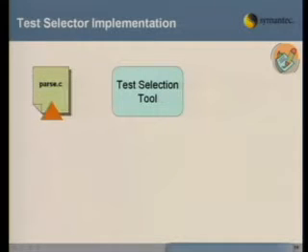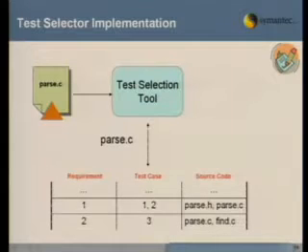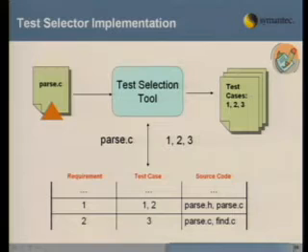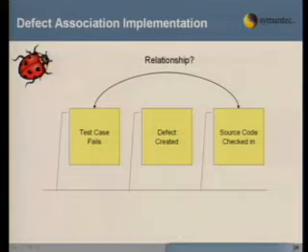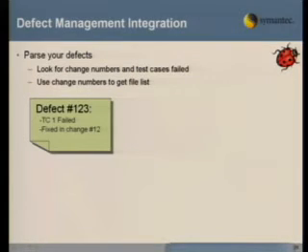For the defect association implementation, again, in this case, we're looking for test case and source code associations, relationships, based on the defects that have been checked in. A good way to do this is, again, parse your defects. This is going to be very similar to your requirements. Look for the change numbers and look for the test cases that have failed. So assuming that it's hopefully in the comments or in some field that's associated with your defect, you can get the file list for that specific change or set of changes and associate, well, this test case failed with these source code changes, so there's probably some relationship.